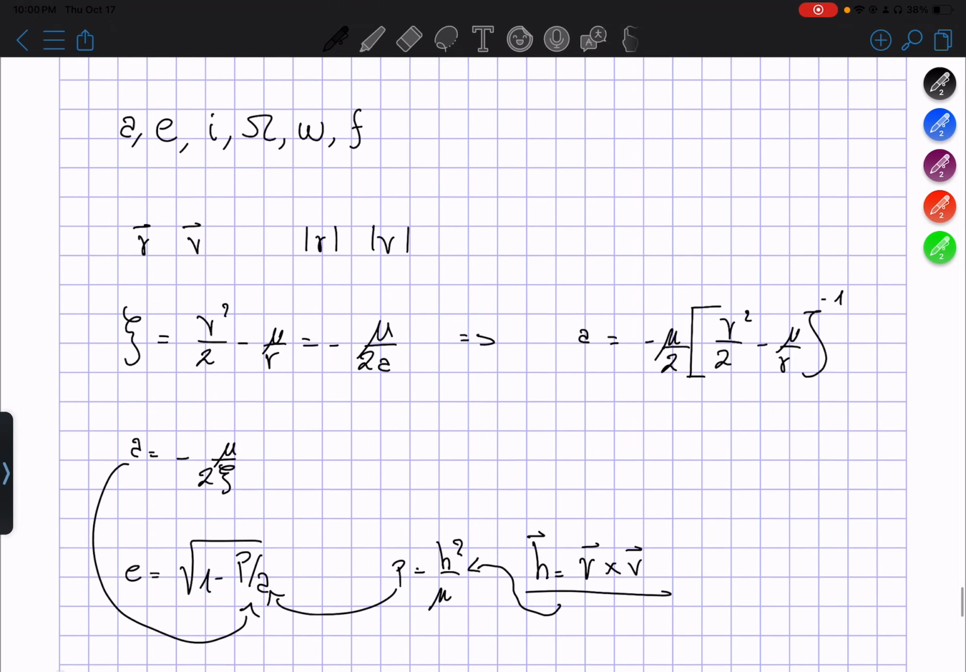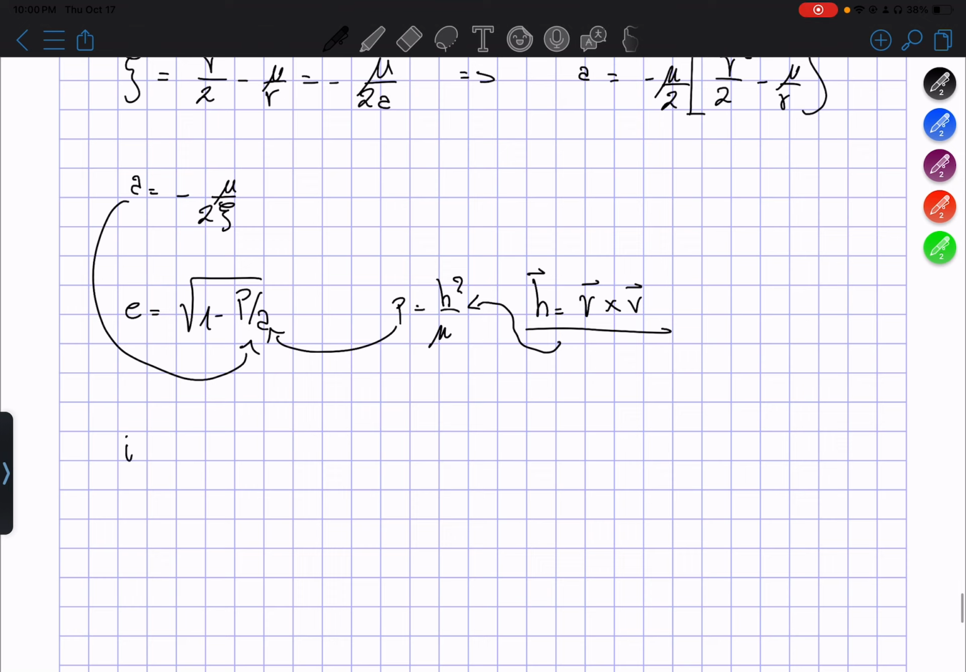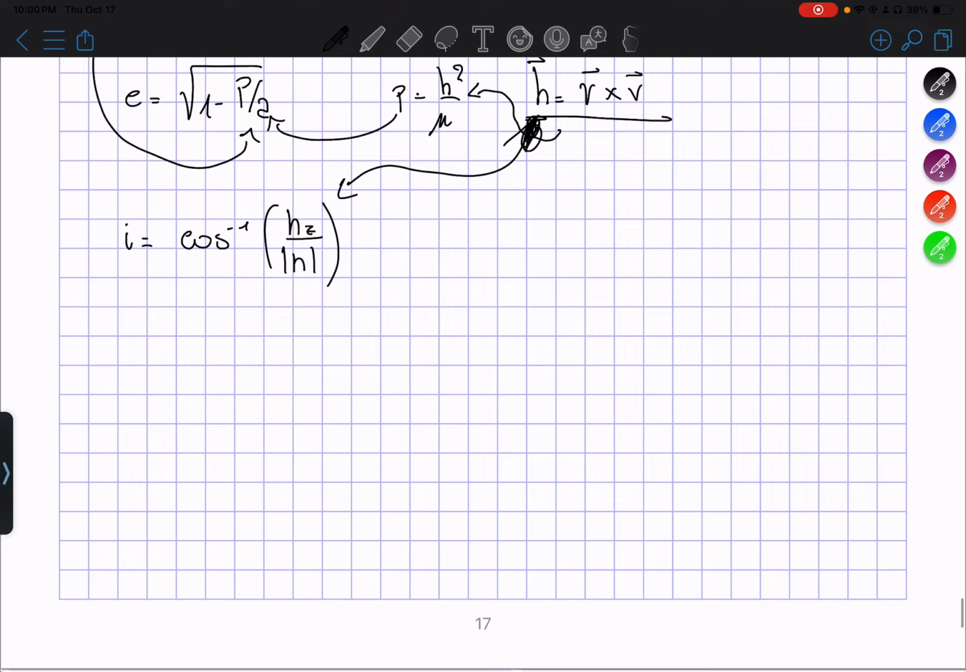Now we have to find inclination. Inclination is the cosine to the power of negative 1 of our h z component divided by our magnitude of h. Well, this is very simple. We find h right here, so we can just take our h and use it in here. We find our h, both vectorial and its magnitude.